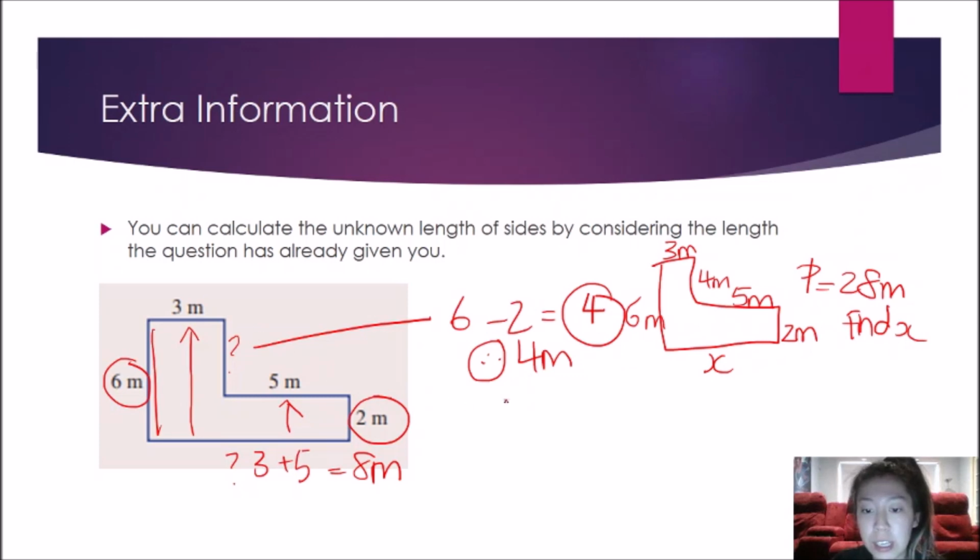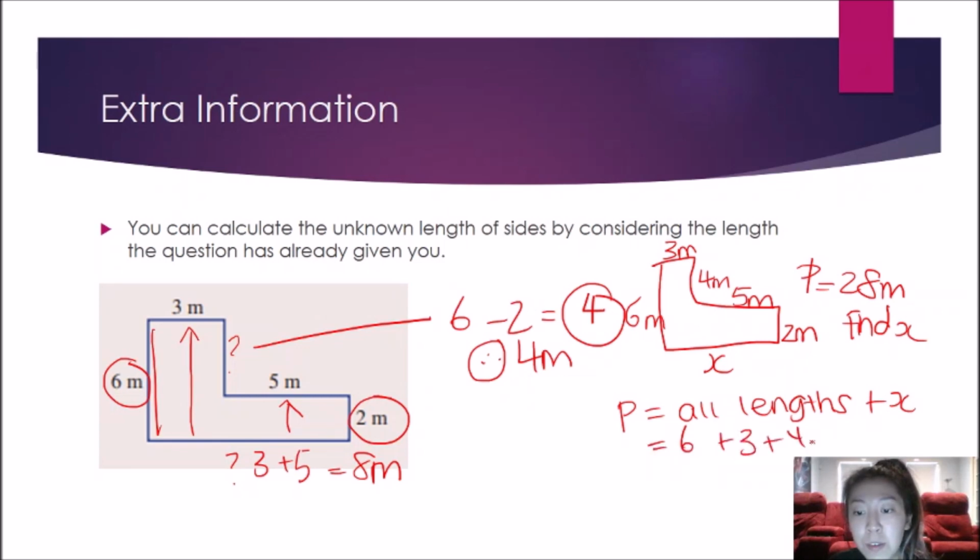So what you can do is rewrite your equation so that P equals all the lengths added together, plus X. So if we add 6 plus 3 plus 4 plus 5 plus 2 plus X, and we put 28 here because that's been given in the question as the total perimeter, we can find the unknown pronumeral by this process.